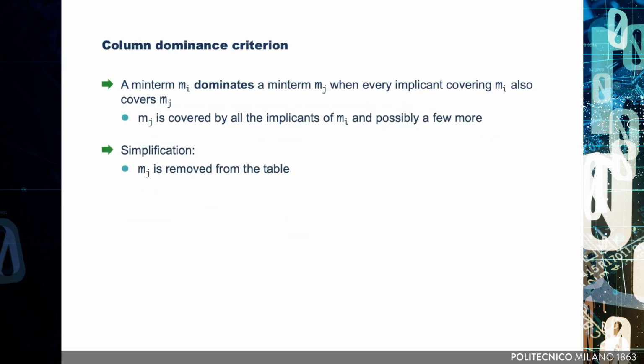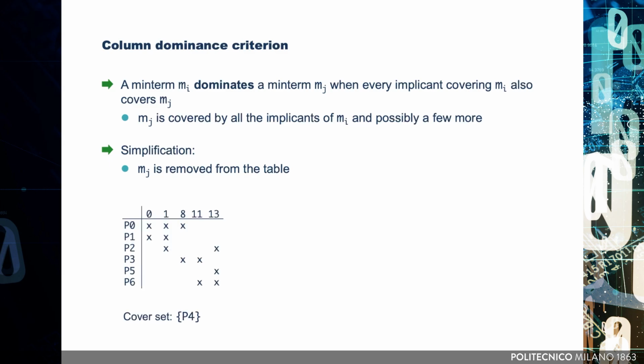The second dominance criterion applies to columns. A minterm Mi dominates another minterm Mj if every prime implicant that covers Mi also covers Mj. In other words, Mj is covered by all the implicants that cover Mi and possibly by some additional ones as well. For this reason, we can eliminate Mj from the table, since any choice made to cover Mi will automatically cover Mj as well, but the reverse is not necessarily true.